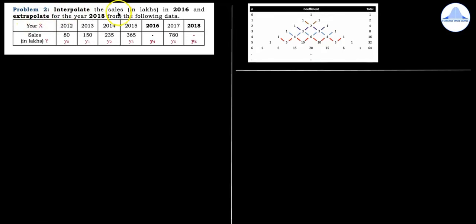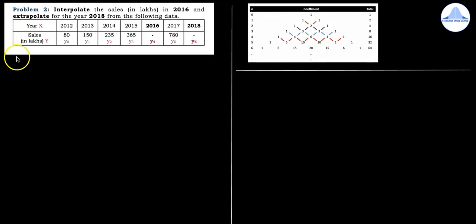Problem 2. Interpolate the sales in lakhs in 2016 and extrapolate for the year 2018 from the following data. The years are given from 2012 to 2018 with the difference between the years as 1, and the corresponding sales are given. So now the first step is to mark year as X and sales as Y, and then mark Y0, Y1, Y2, Y3, Y4, Y5 and Y6.